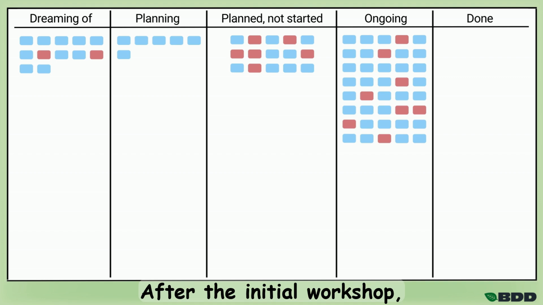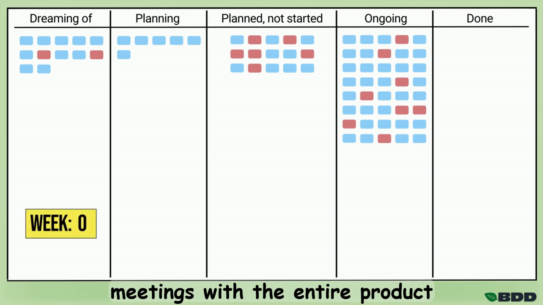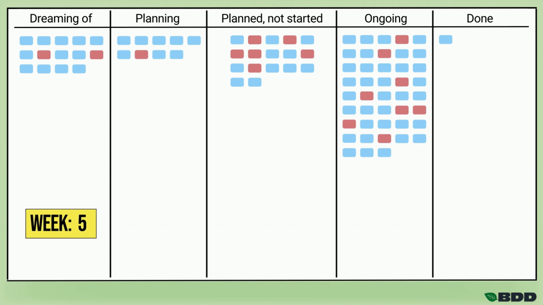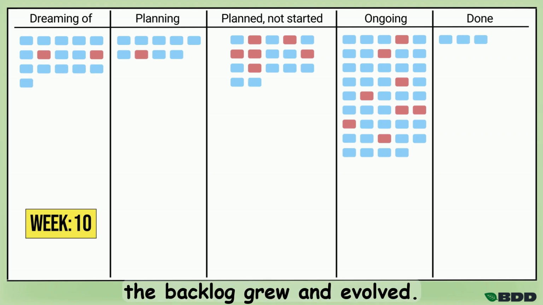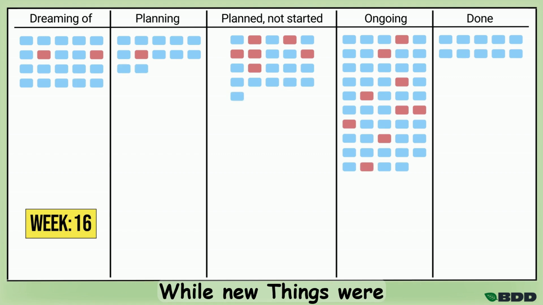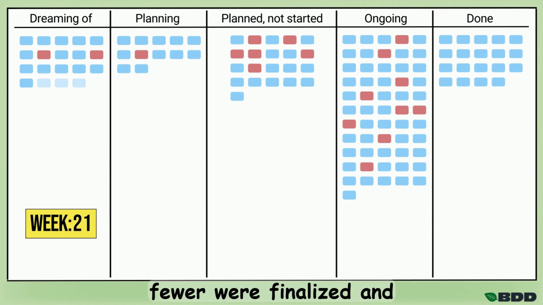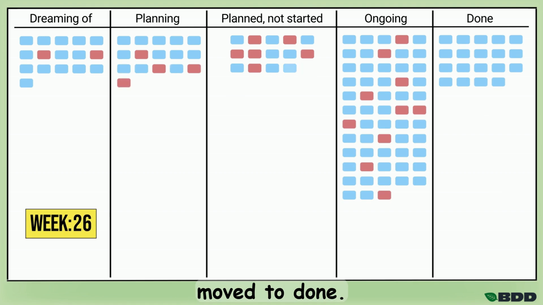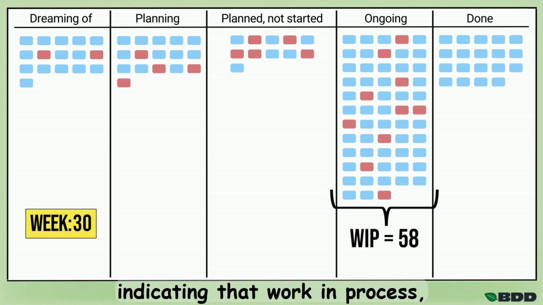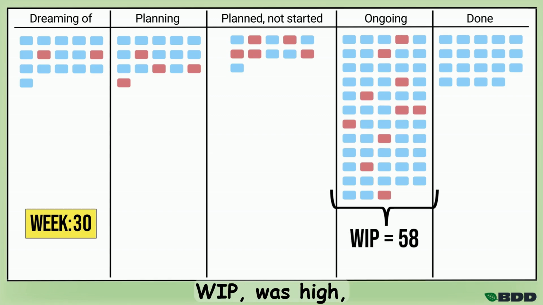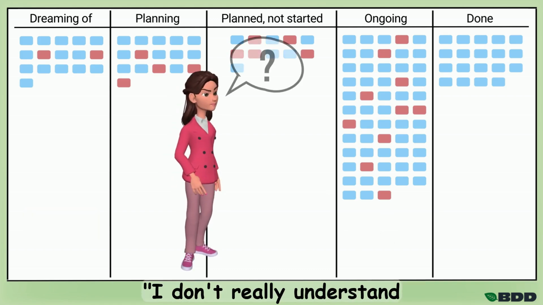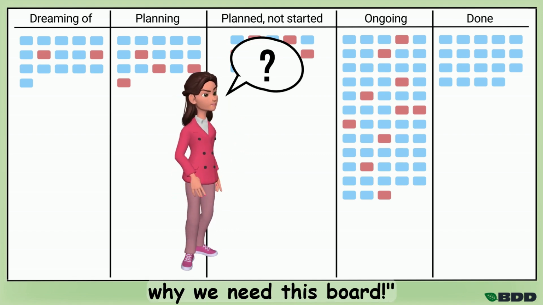After the initial workshop, I suggested holding regular meetings with the entire product management team. In the subsequent gatherings, the backlog grew and evolved. While new things were discovered, fewer were finalized and moved to done. After 30 weeks, it became clear that the demand was increasing while the delivery speed was falling short of expectations. Despite the visualization indicating that work in process was high, the product manager expressed, "I don't really understand why we need this board."